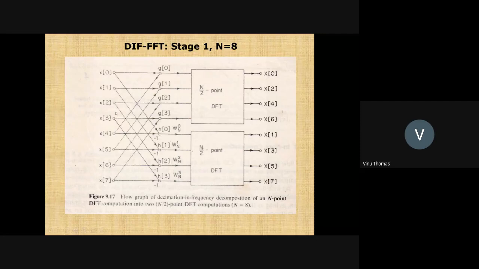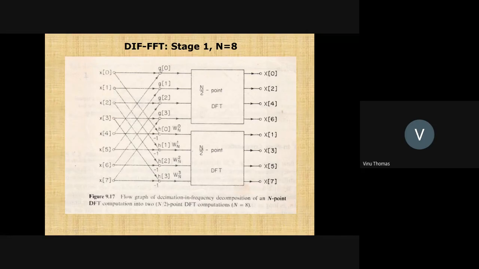So what you have here is the computation of an 8-point DFT using decimation in frequency FFT. We are just doing the first stage of this expression. Here the input sequence is divided into two halves, from x of 0 to x of 3, and the second half from x of 4 to x of 7. The second half of the input sequence is added to the first half like this.